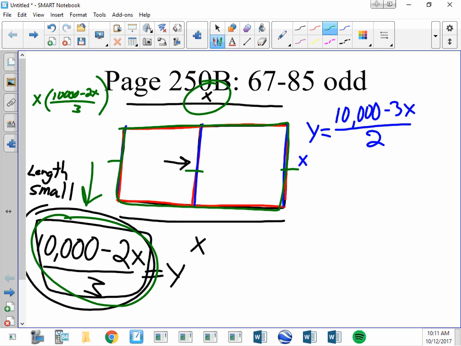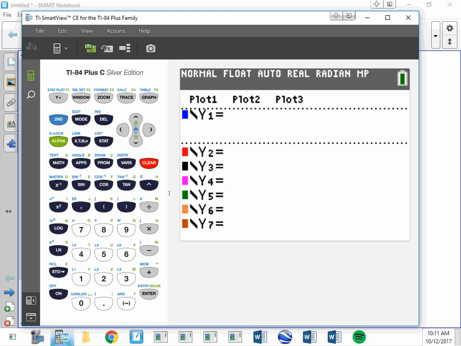Oh, okay. So we could just find the answer and divide it by 2? So you either divide this by 2 or you divide your answer by 2. So in my y equals x times, maybe, 10,000 minus 2x divided by 3.